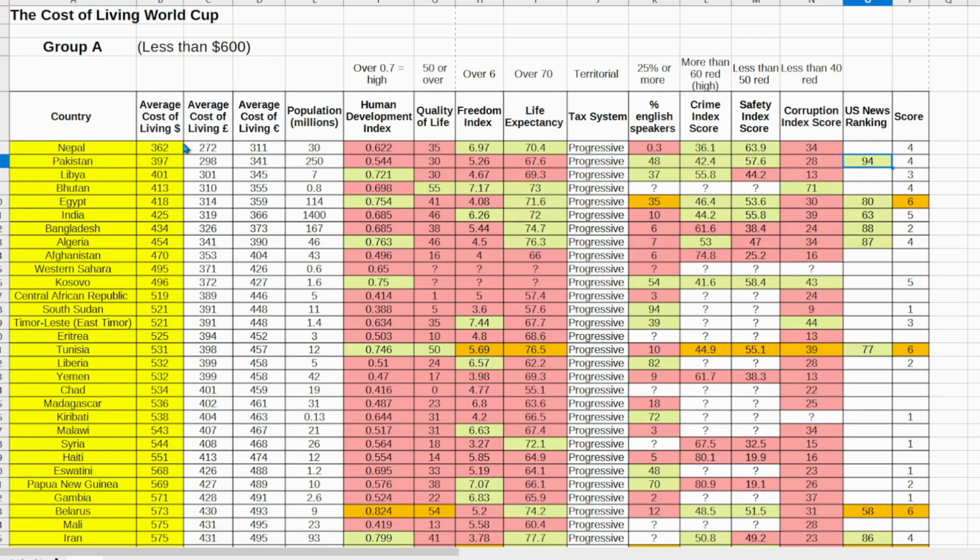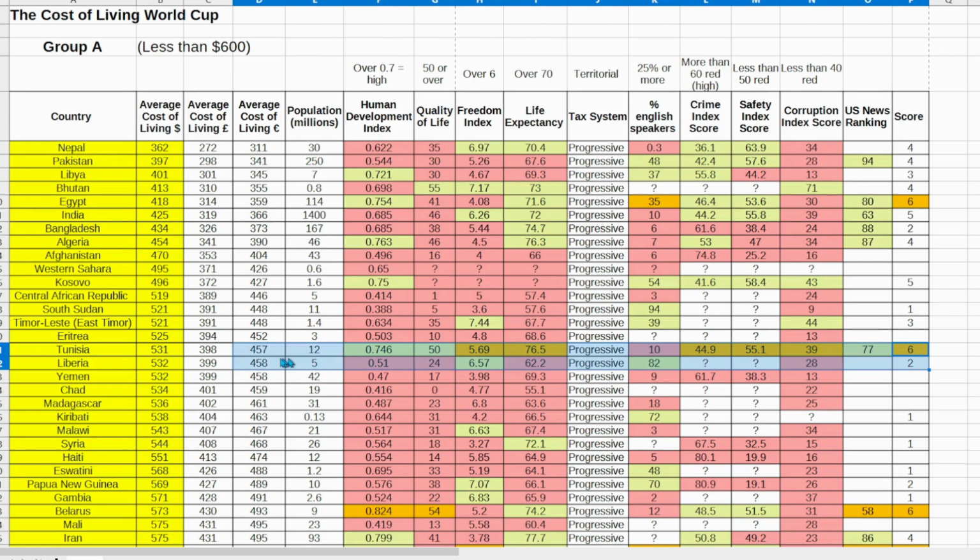As we head down the table, the cost of living increases. The first country on our list to be ranked as relatively high in points is Egypt. The Human Development Index figure in Egypt is 0.754, and the life expectancy is just over our 70 threshold with 71.6. The percentage of English speakers is higher than 25, at 35. The crime index score is less than 60, so it gets a green with 46.4, and then we have 53.6 for the safety index score, so that's a green. And then we have the US News ranking for Egypt, which is 80 out of 100, so that gets 6 points.